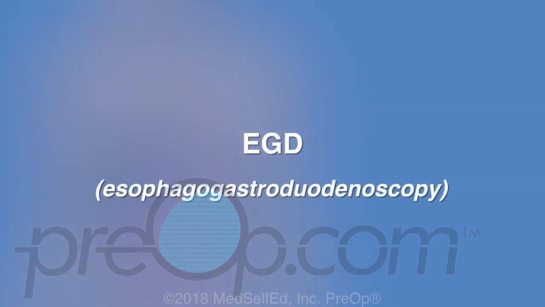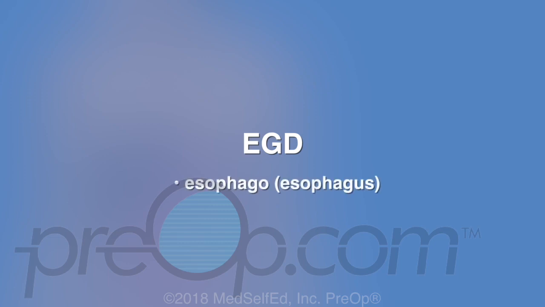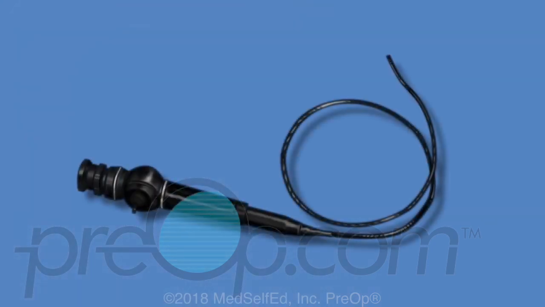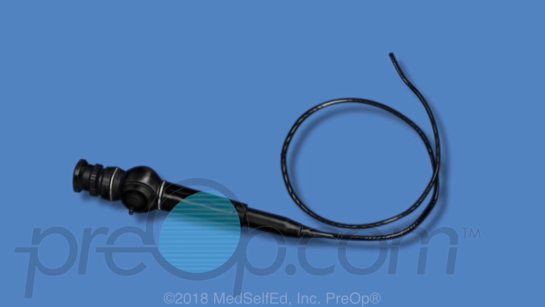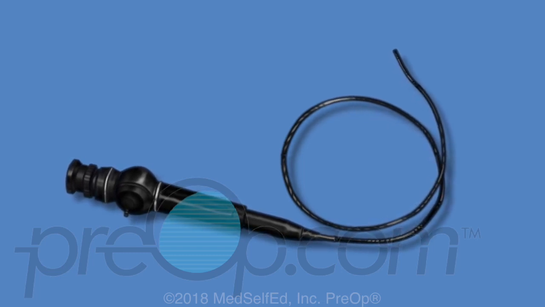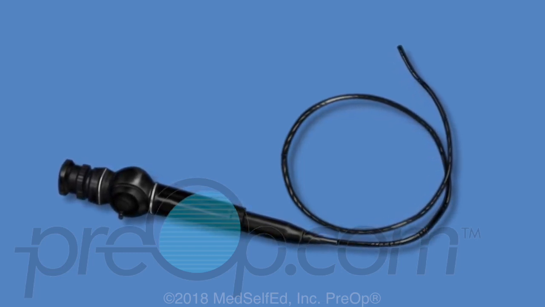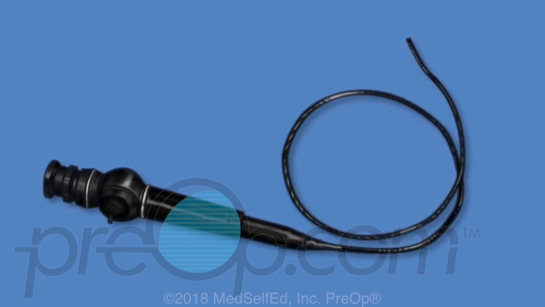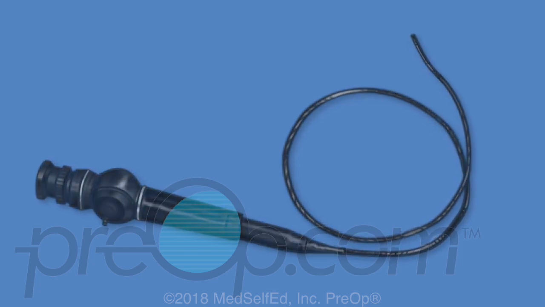EGD stands for the medical name of the procedure. E stands for esophagus, G for gastro, which means stomach, and D for duodenum. This procedure is done using a long, flexible instrument called a scope that has a light and camera at the tip. When necessary, tools can be guided through the scope to biopsy and treat this hard-to-reach area of the body.